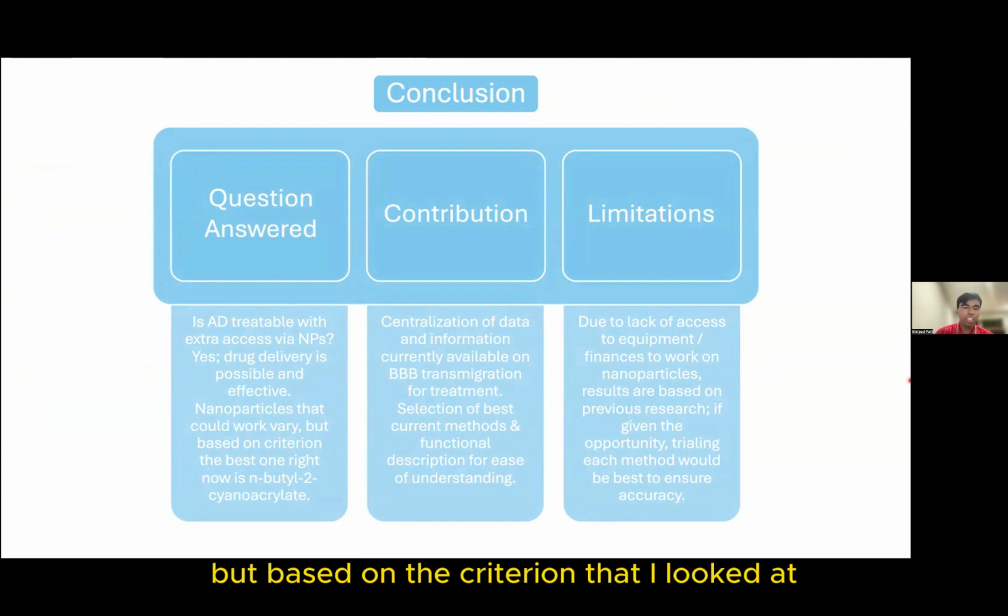But based on the criteria that I looked at, the best one right now looks to be N-butyl 2-cyanoacrylate, again because of the benefits with imaging, as well as the uptake and specific targeting of the plaques. So the contribution that I made is the centralization of this data and all this information that is currently available on the transmigration of the blood-brain barrier for treatment, selecting the best current methods for this treatment, and also explaining them.